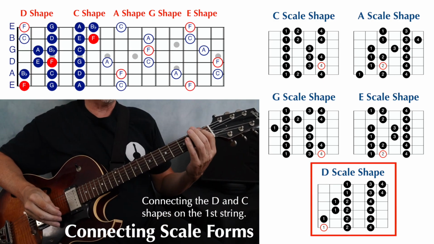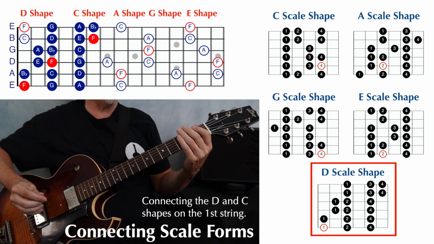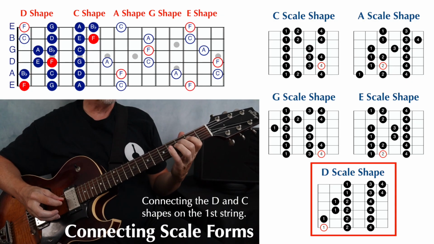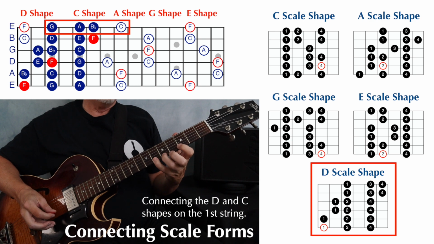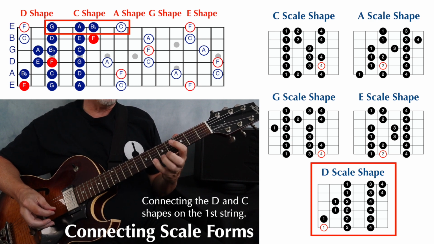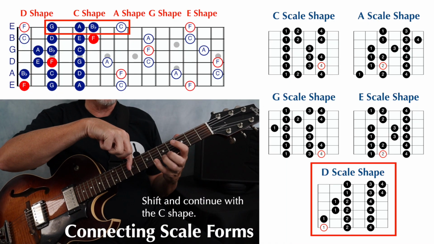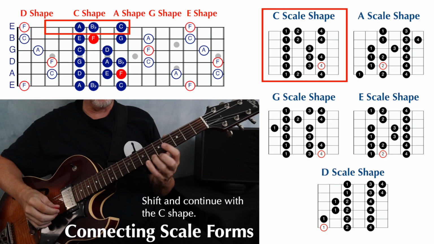We'll start at the end of the neck with this D form. This is an F major scale, but it's the D scale form. Play up the form. Now we're going to play back down, but instead of playing down in the same form, we're going to shift over so we can continue downward in the C scale form. So shift over.